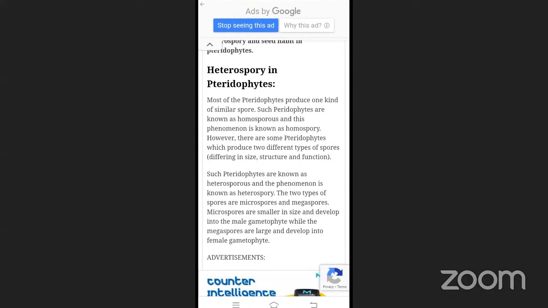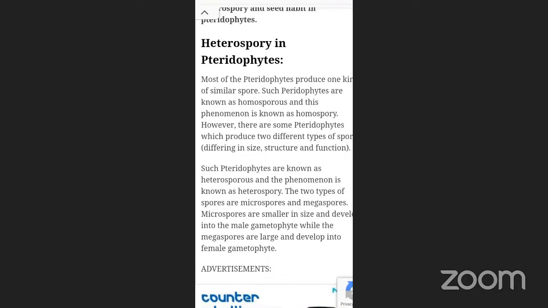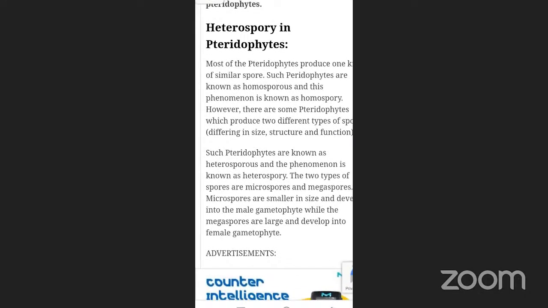Is okay? So next one is the heterospore. What is the heterospore here? So in the heterospore means is clear? Hello? Stellar evolution is okay? Yes, Yes, sir. sir. Okay.